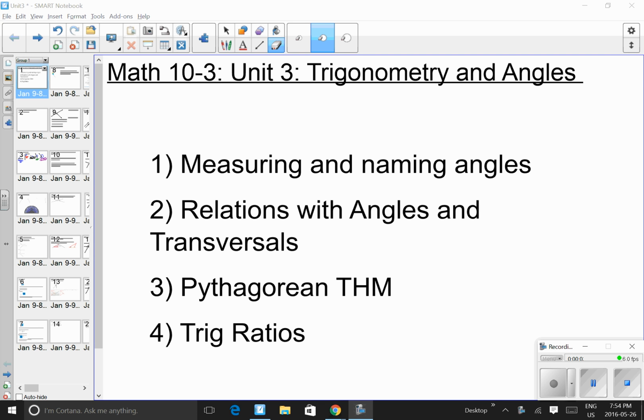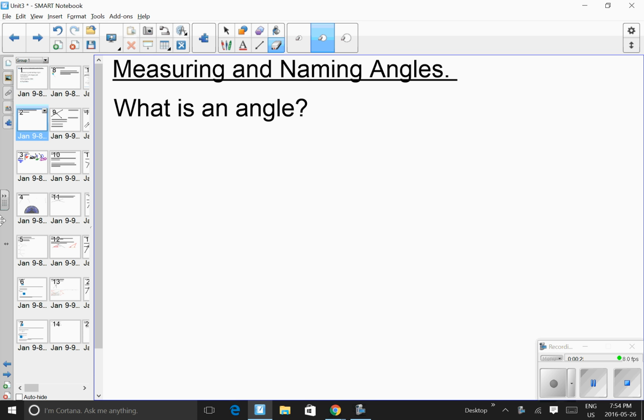Alrighty, welcome to Unit 3, Trigonometry and Angles. Now for most of us we're going to have to fly through this unit, but it's a very important one, so make sure you don't miss anything. So, we'll talk about four main things: measuring and naming angles, relations between angles and transversals, the Pythagorean theorem, and trig ratios. So first, when we're talking about angles, well, what is an angle?